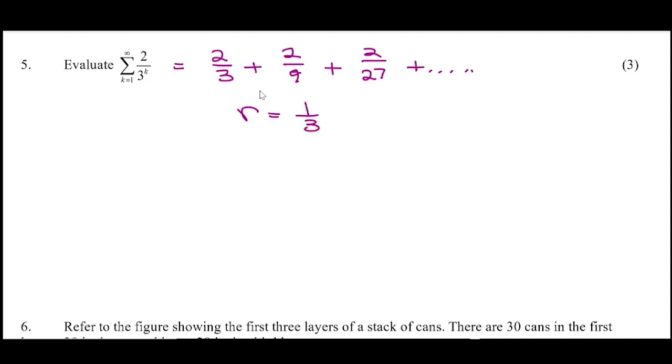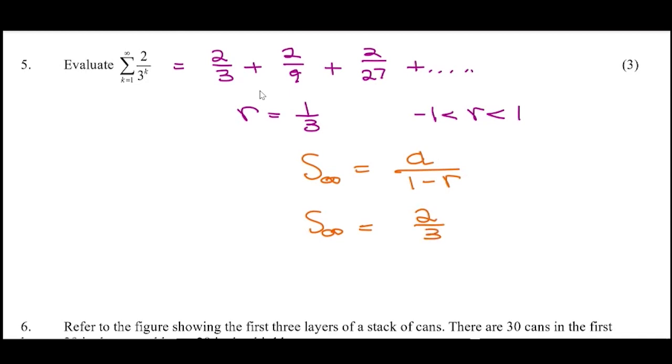Now, 1/3 is in that magic interval between -1 and 1, so we will get convergence, and we can use this special sum to infinity formula that only applies when we've got R lying between 1 and -1, right? So in this case, our answer is going to be A is 2/3. We're going to divide that by 1 minus 1/3. Right, 1 minus 1/3 is obviously 2/3. So I actually get 2/3 over 2/3, which lo and behold is 1.